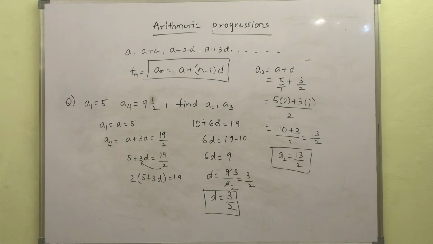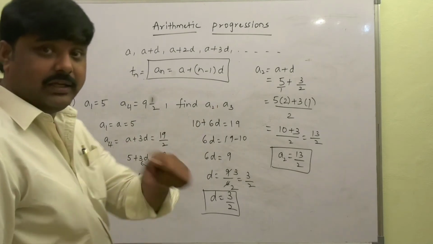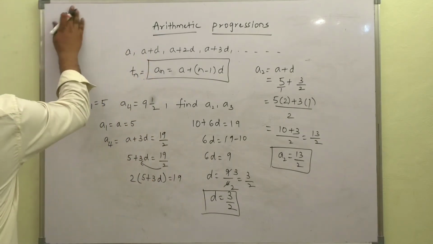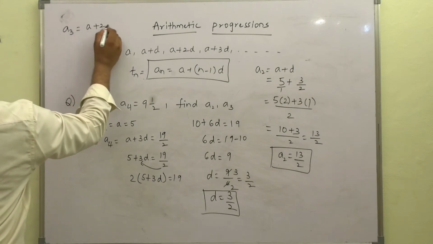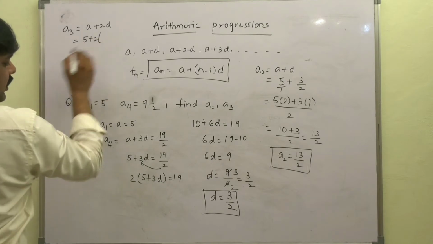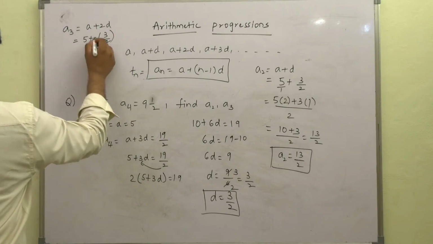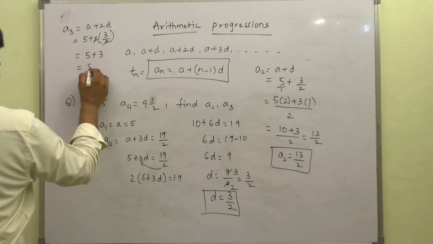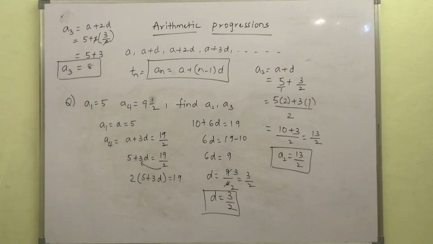Similarly, we are asked to find the value of A3. A3 equals a plus 2d. A value is 5. 2 into d value is 3 by 2. Fractions leave. 5 plus 3, that equals 8. Therefore A3 value is 8.